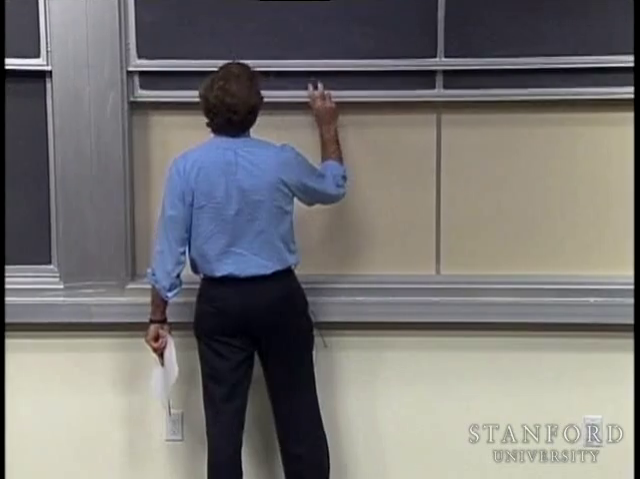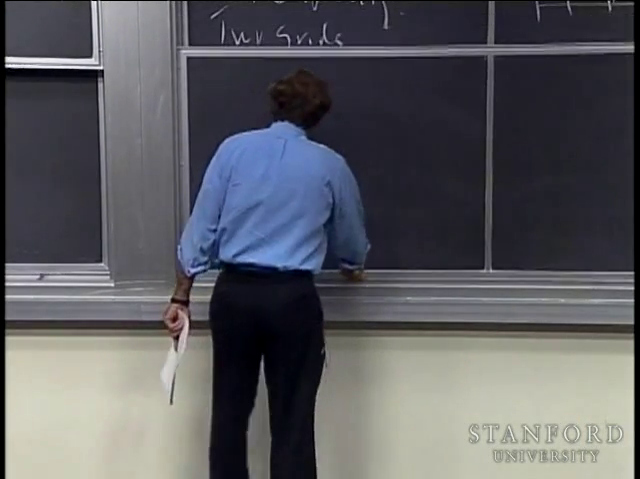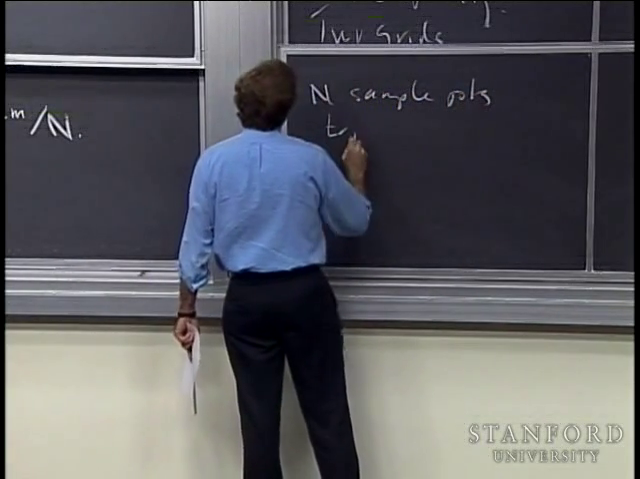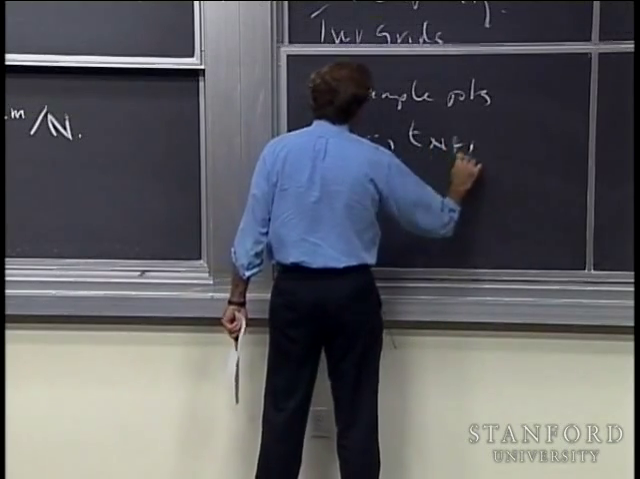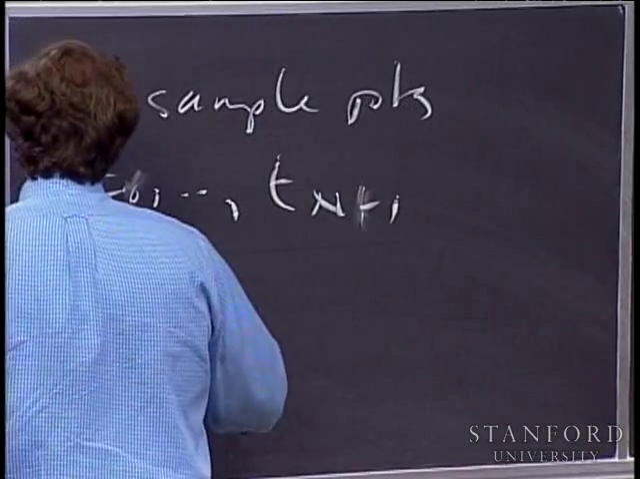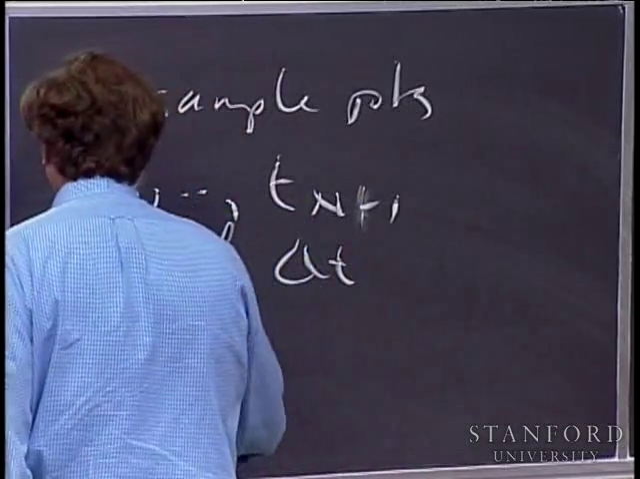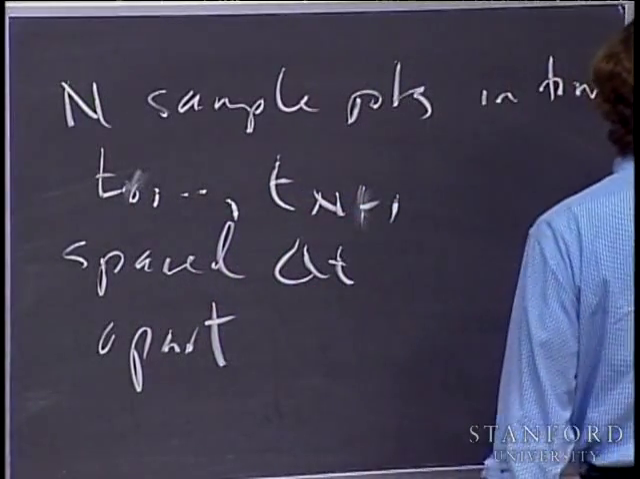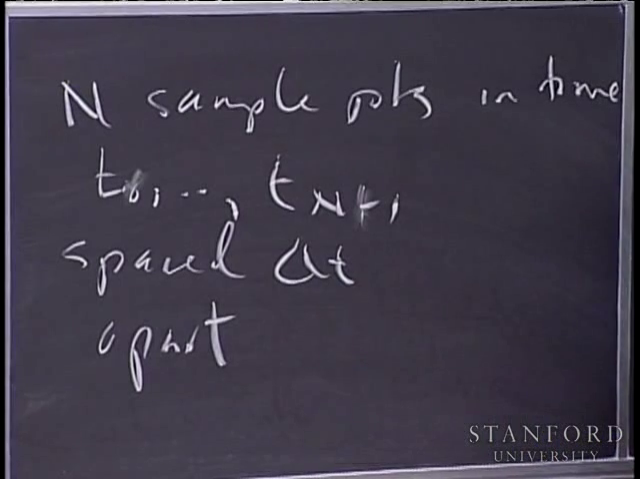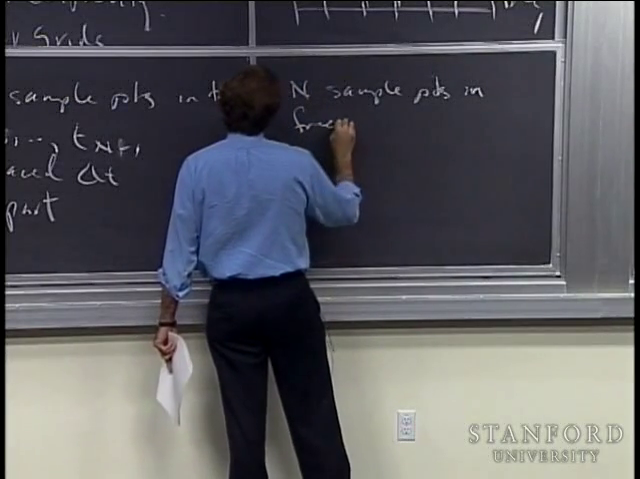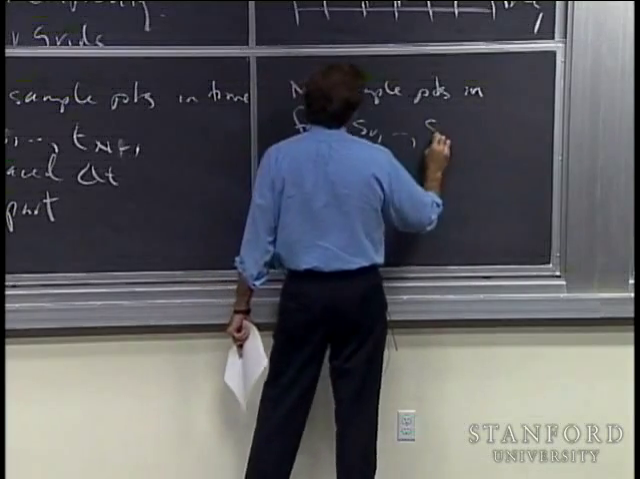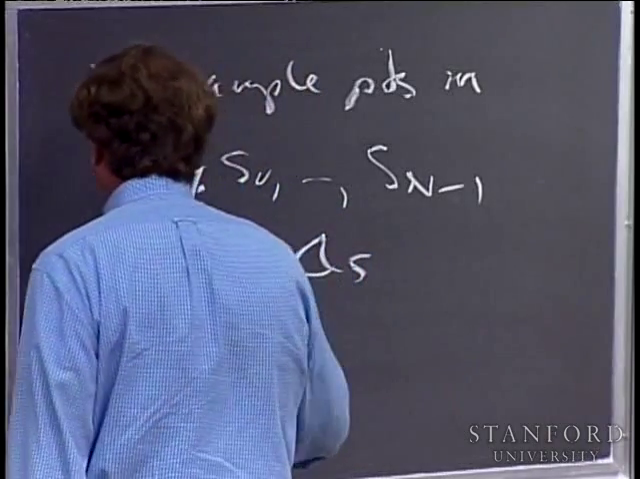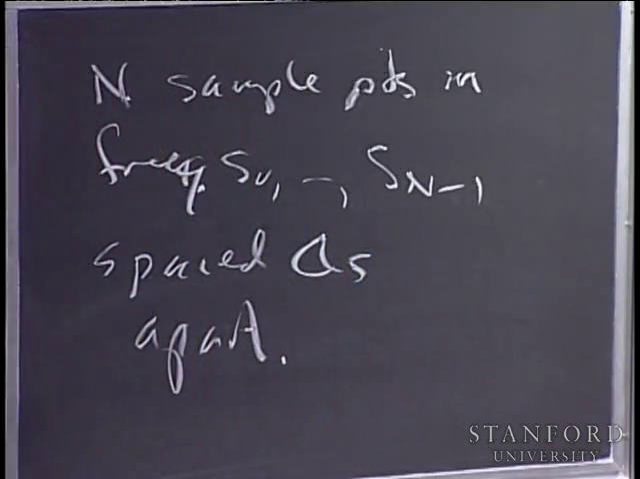All right, so I have n sample points, t0 up to t n minus 1, spaced delta t apart. And n sample points in time, that is. And we have n sample points in frequency: s0, say, up to s n minus 1, spaced delta s apart. All right, so there are three quantities here.